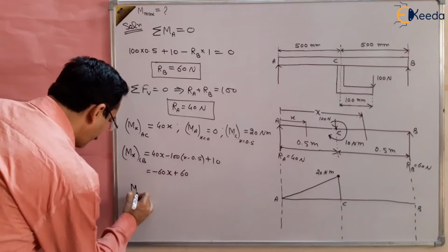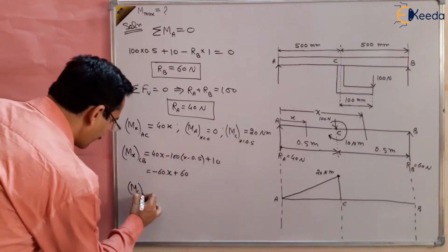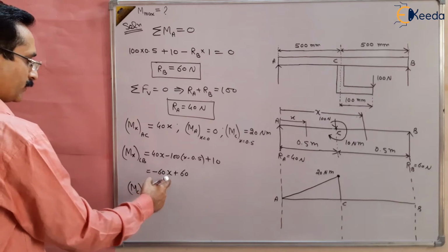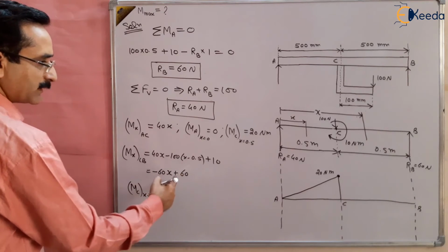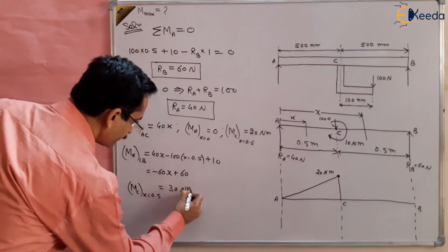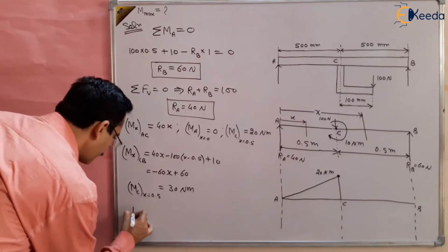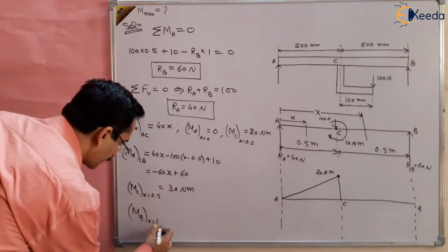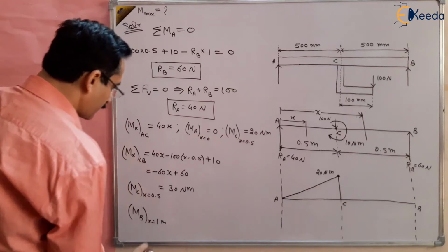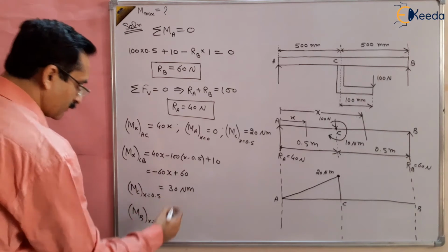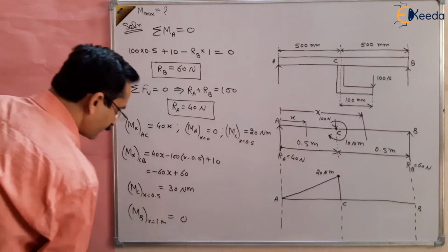So what is bending moment at point C? At point C, x will be equal to 0.5. Put here 0.5, solve it, you will get 30 Newton meter. And at point B, x will be equal to 1 meter at the end, second support, put here 1 meter, so you will get 60 minus 60, 0. So this will be 0.